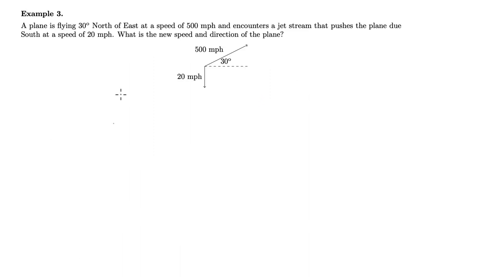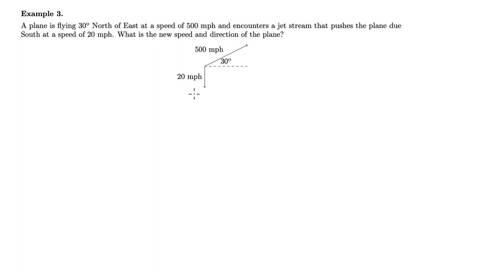Okay, so a plane is flying 30 degrees north of east at 500 miles per hour, so this way. That's what this vector is representing. And then it encounters a jet stream that pushes it due south at 20 miles per hour, so that's this vector this way. And so what is the new speed and direction of the plane?